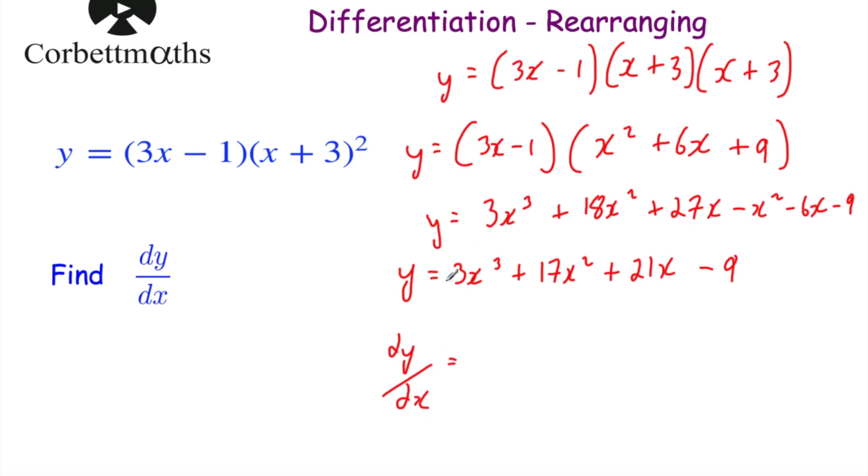And let's bring down the powers and reduce the powers by 1. So 3 times 3 is equal to 9. Then x, and then we're going to reduce the power by 1, so that'll be squared. And then here we've got 17 times 2, so that'll be plus 34x, and then reduce the power by 1, so it'll be 1, so I'm just going to write 34x. And then if we differentiate 21x, we get plus 21. And then if we differentiate minus 9, we get 0. So that's it. So dy by dx is equal to 9x squared plus 34x plus 21.